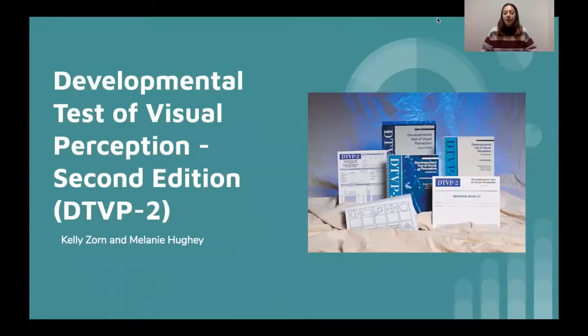Hi everyone, my name is Kelly Zorn, and Melanie Huey and I were assigned the Developmental Test of Visual Perception, the second edition, also called the DTVP-2.